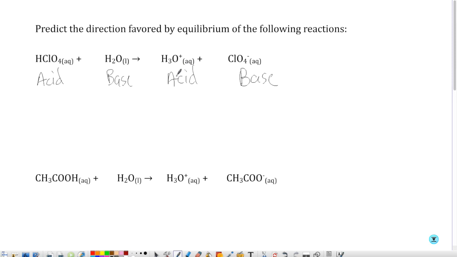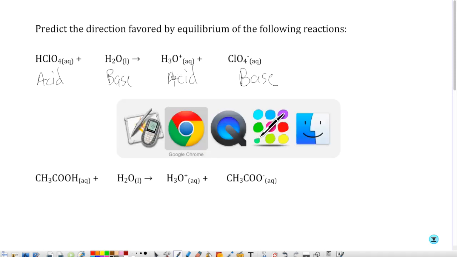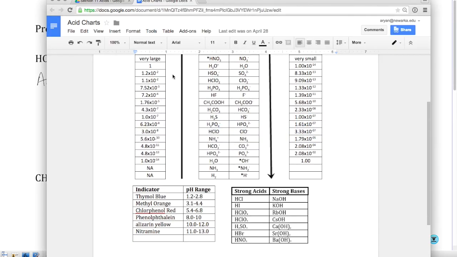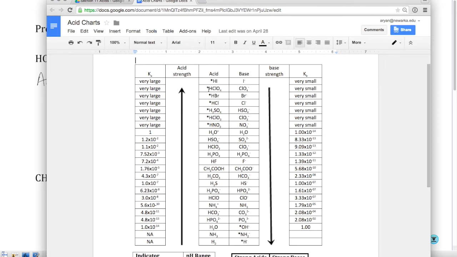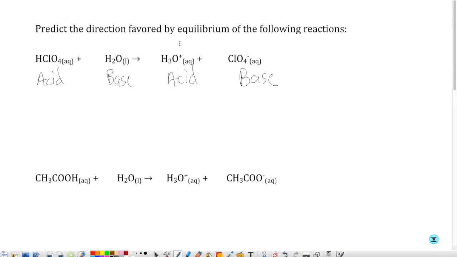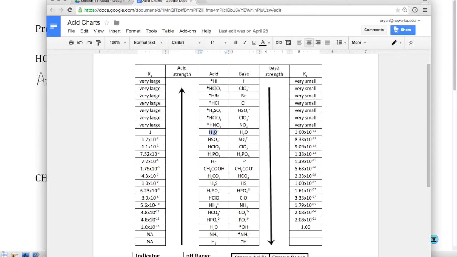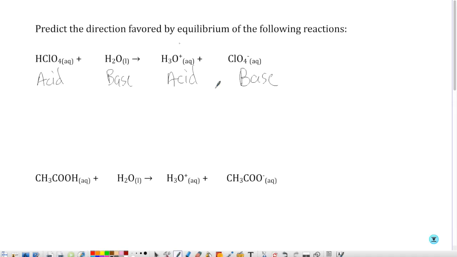So if I look at my acid strength table here, all right, and I find HClO4, which is a very strong acid, so here it is right here, and I find water, hydronium ion is my other acid, H3O+, okay? HClO4 is stronger than H3O+, which means that this acid is stronger. All right.